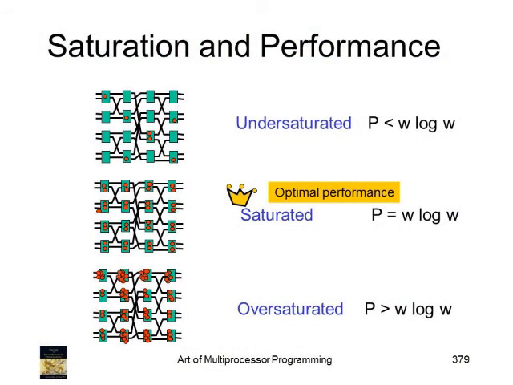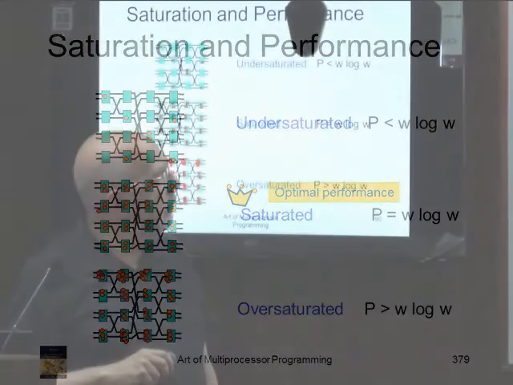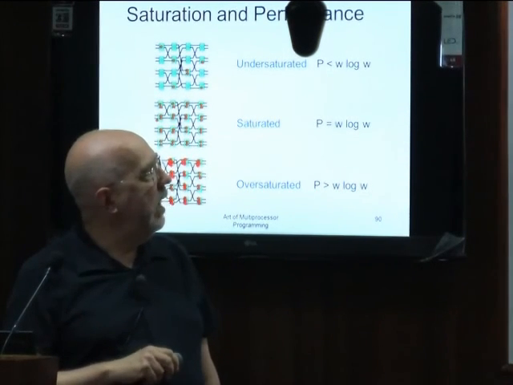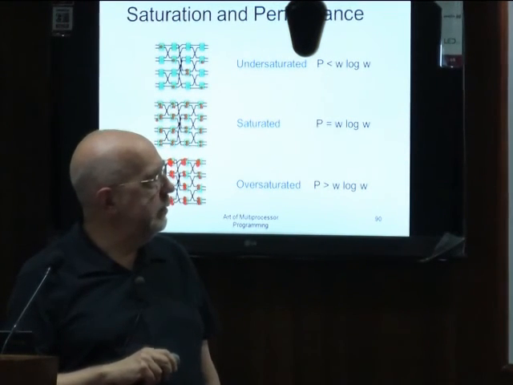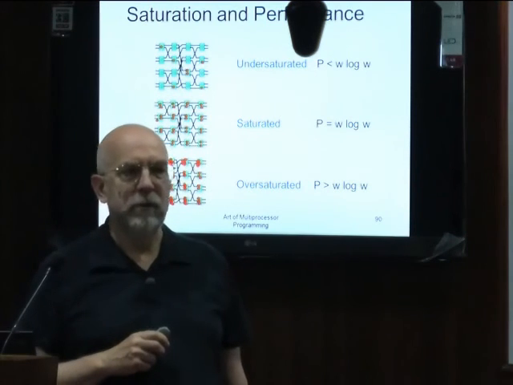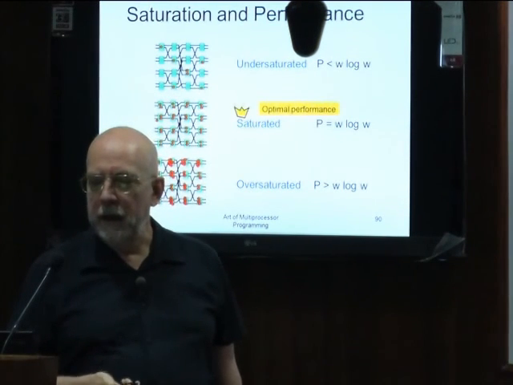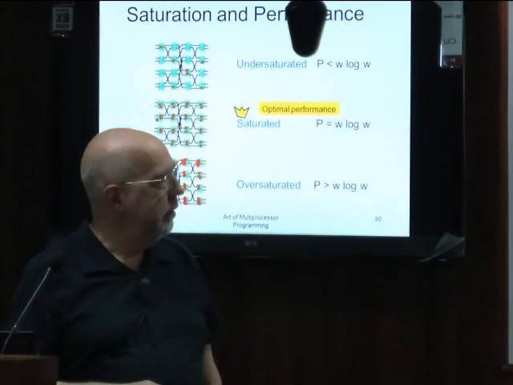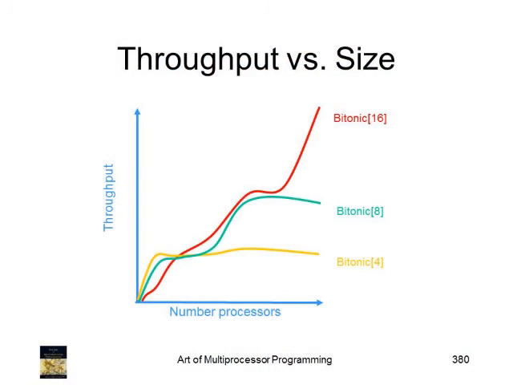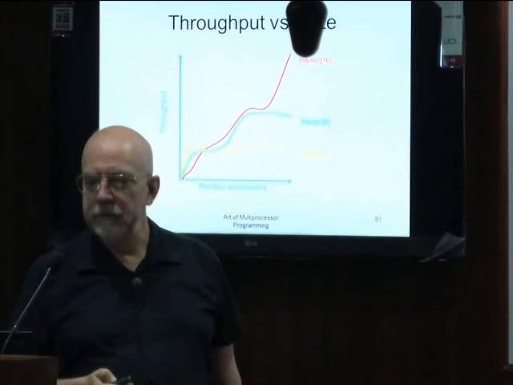The way to understand it is that you think of the tokens going through as something like oil in a pipeline. If the network is too big and you do not have enough tokens, then you have bubbles. If it's saturated, then you have optimal throughput. If you have too many tokens, then you start getting contention on the different switches. And so for optimal performance, the number of tokens is roughly W log W. And experimentally, that has been confirmed.